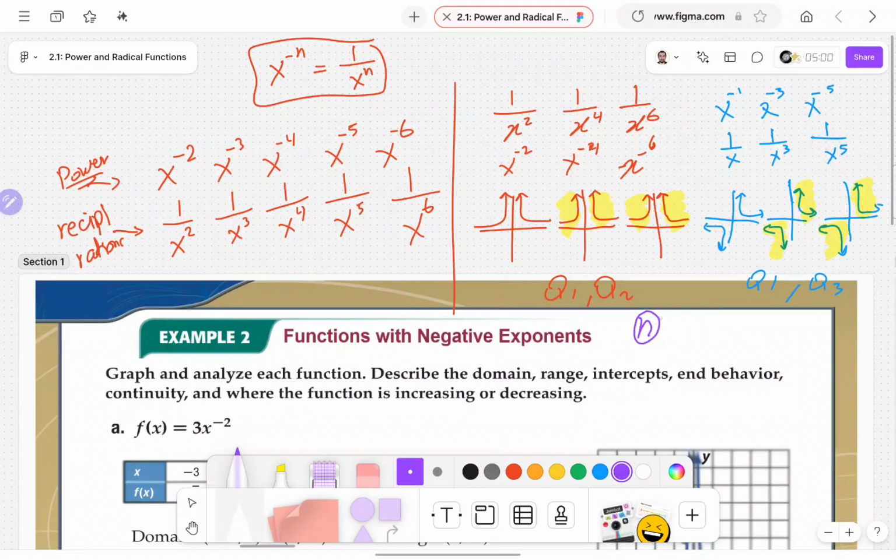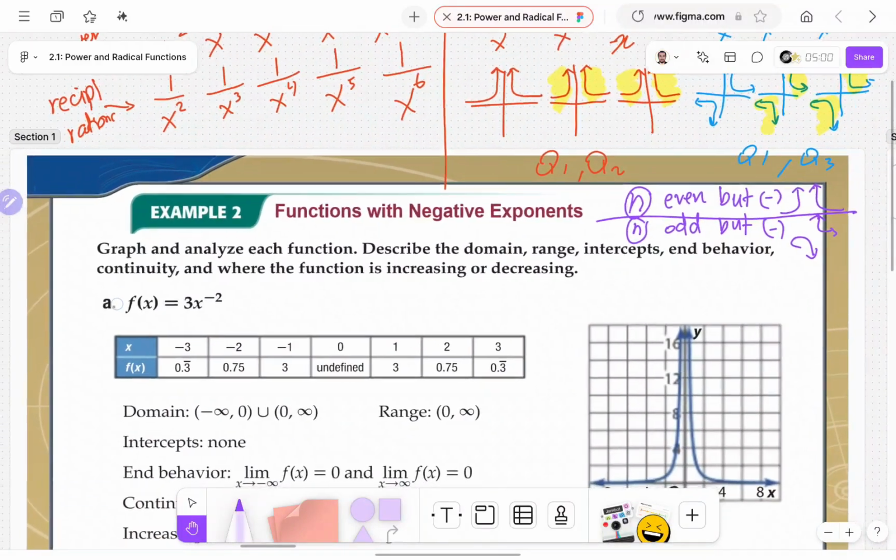So when n is even but negative, the graph will be like this. When n is odd but negative, the graph will be in quadrant 1 and quadrant 3. So keep these in your mind. Now look at the function here.